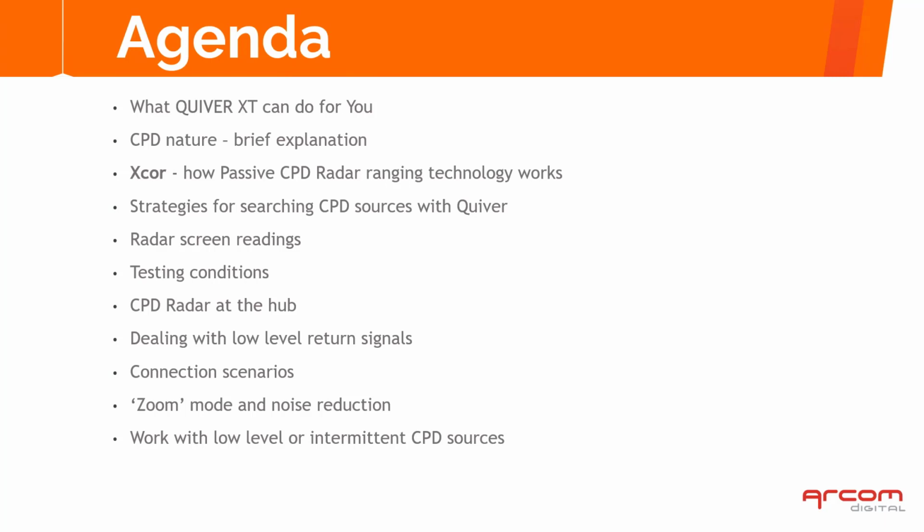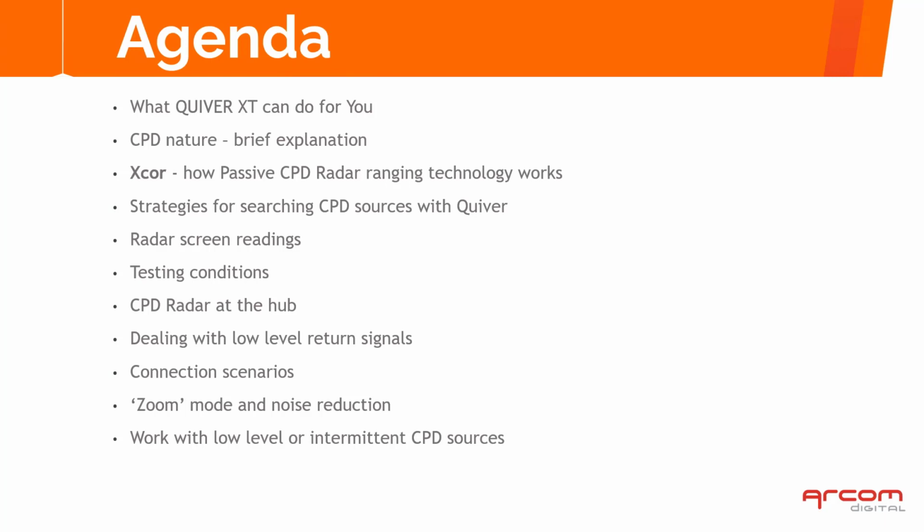You will find out how to use CPD radar from the hub site to check if the CPD is present in the particular node before you decide to drive 10 miles one way. This is, of course, for those people who can access hub sites, and it would be good if someone at the hub site also had the Quiver for this type of verification.